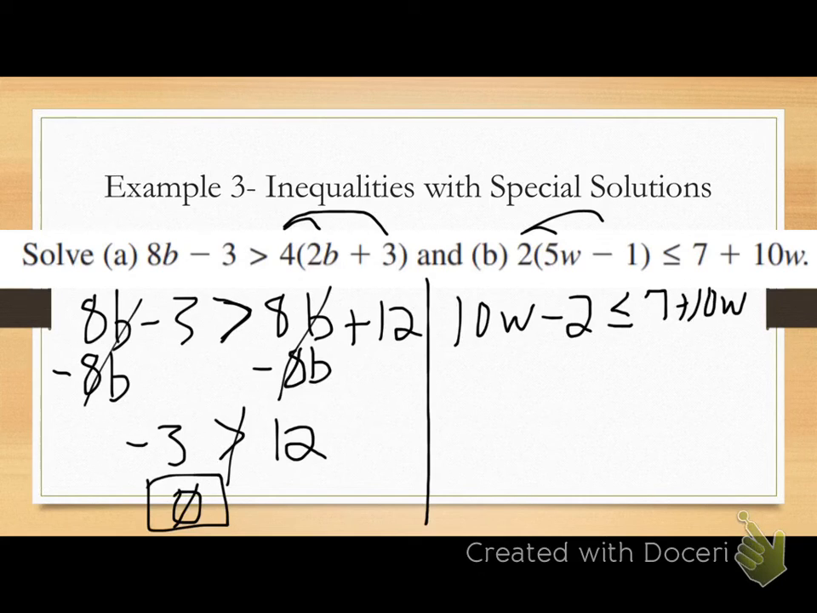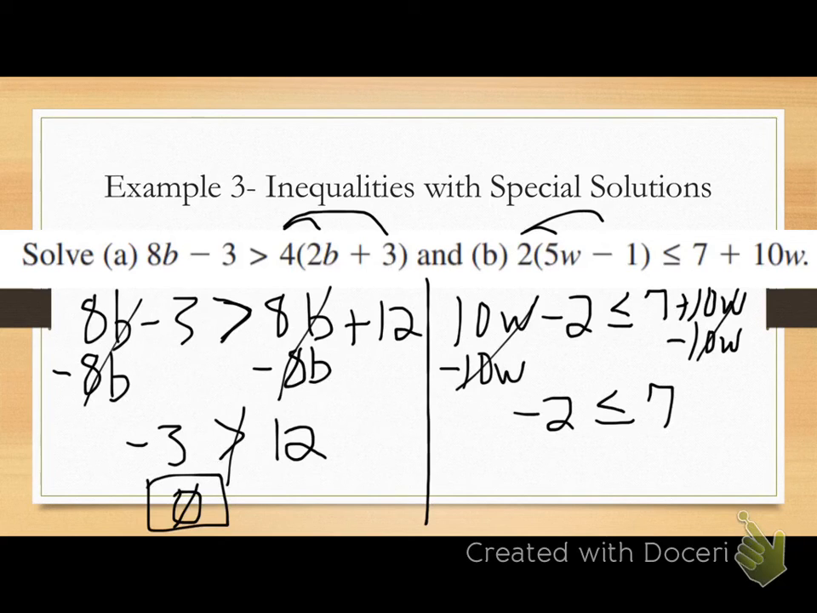So what do I need to do in this specific case? Subtract 10w from both sides. You guys probably saw this coming, but what happens? They cancel out. Variables cancel completely out. So I am left with -2 on the left, 7 on the right. What happens to my inequality symbol? Stays the same.